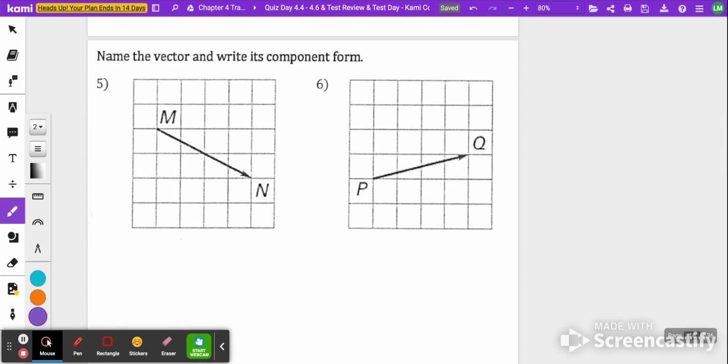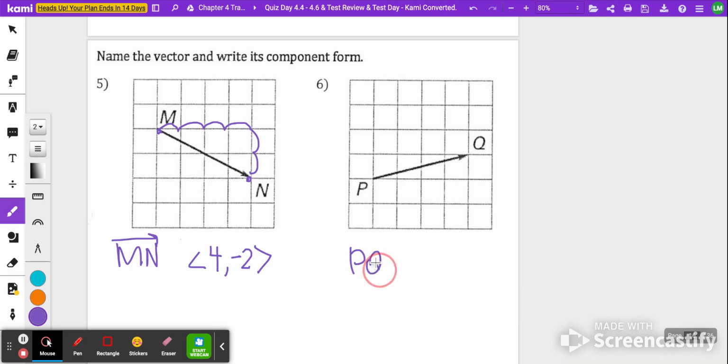Number 5, name the vector and write its component form. That just means I'm going from point M to point N. So the name is MN. And in order to get there, I have to go right first, 1, 2, 3, 4, down 2. So the vector would be 4, negative 2.